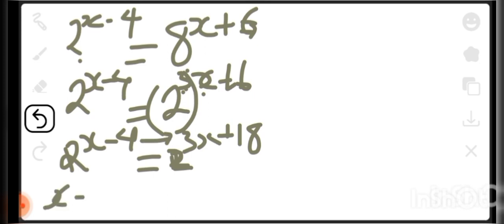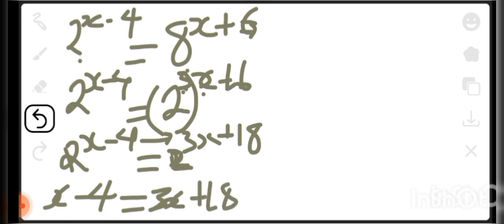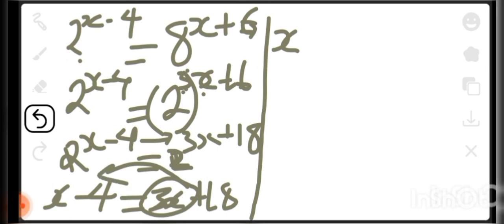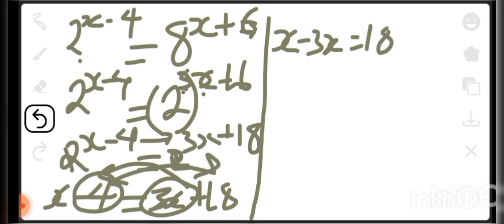So I'm going to have x minus 4 is equal to 3x plus 18. If we move 3x to this other side, we change to minus 3x, then equal to 18. If this minus 4 moves to this other side, we change to plus 4. So 1x minus 3x, that is minus 2. 1 minus 3 is minus 2. You have a 1, you borrowed 3, then you'll be owing 2. That's how it is. So we're going to have minus 2x, then equal to this plus this.